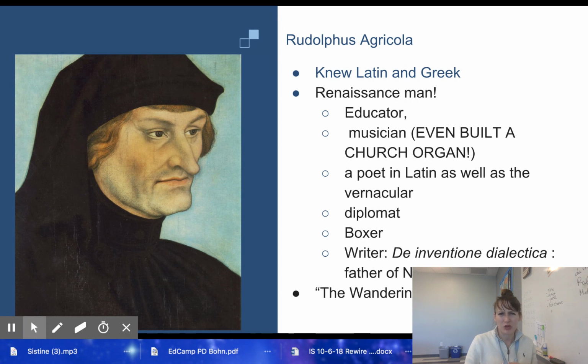He was a boxer. Like how cool is that, right? Some of you guys are talking about MMA today, and think of him, right? He also wrote a book on Northern European humanism, and he was known as the wandering scholar of Friesland. And Friesland is there in the Low Countries, but I don't know, that's just cool, right?